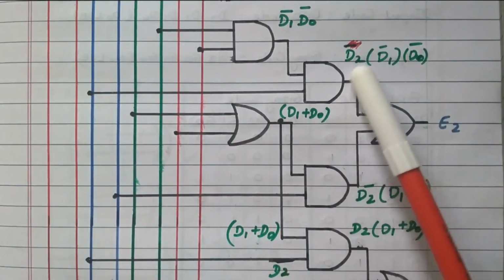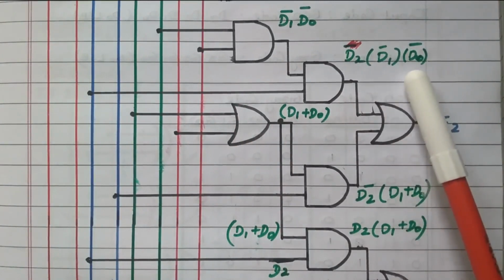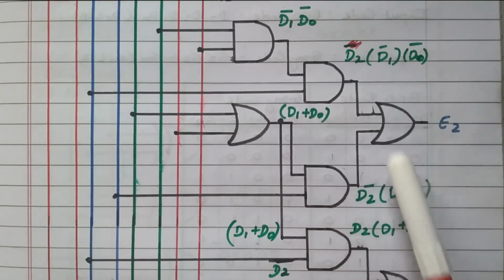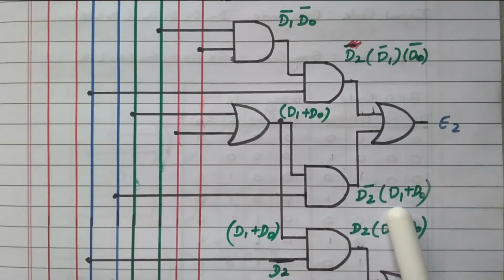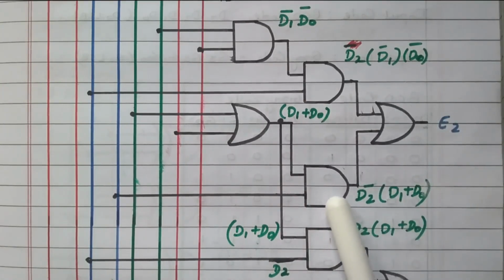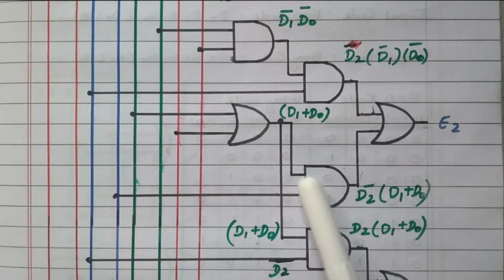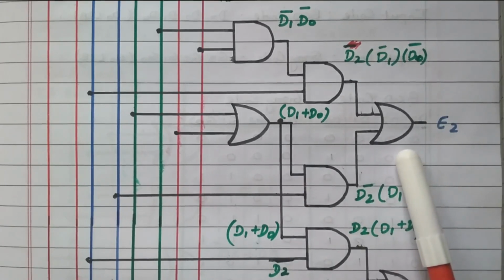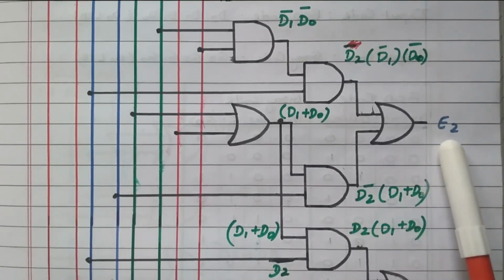So D2, D1 dash, D0 dash is available in this AND gate by using 2 more AND gates. This D2 of D1 plus D0 is available in this AND gate by using one OR gate and AND gate. These two are added together by one more OR gate. So now we got the value of E2.